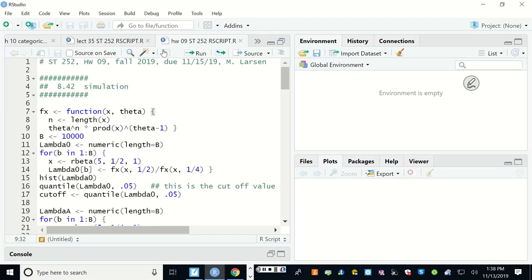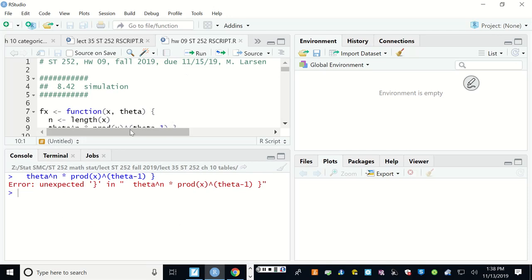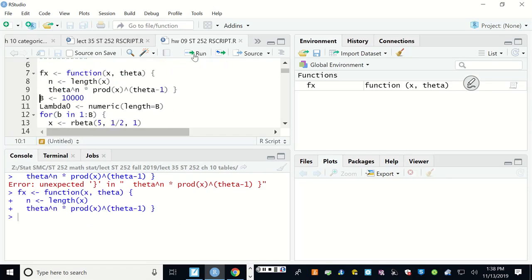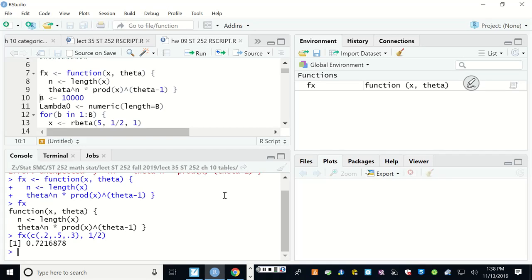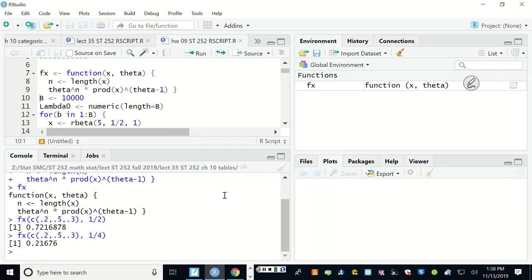And so you run this. Well, okay, let's see, if I start here, then that defines the function. Now this f of x is the probability, oops, wrong screen. That f of x is this function. So if you put in 0.2, 0.5, 0.3, those three things, and theta is 1/2, it'll give you that likelihood value.